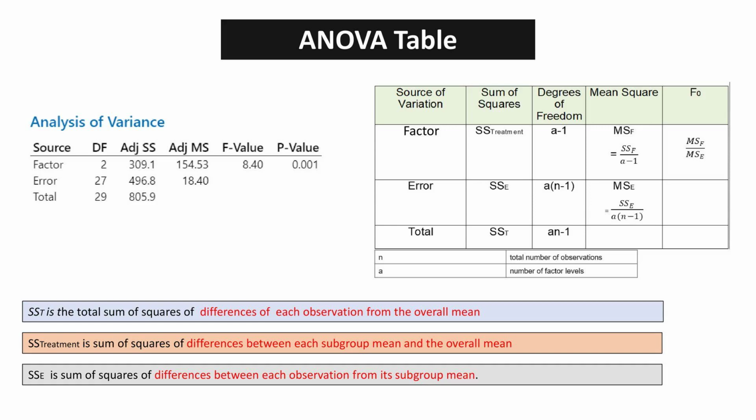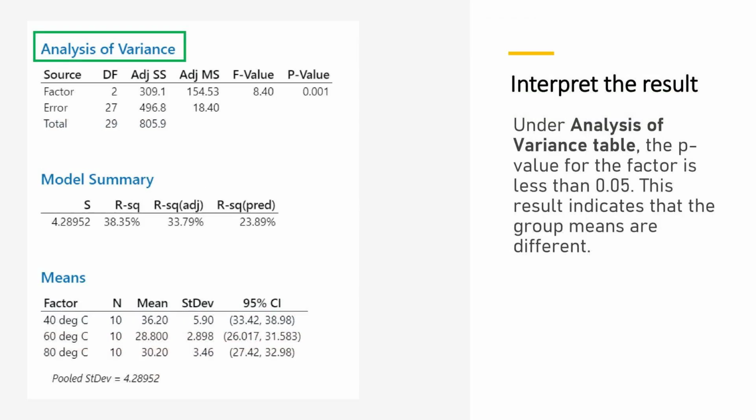ANOVA tables break down variance into components, aiding in the understanding of data distribution and group effects. SST is the total sum of squares of differences of each observation from the overall mean. SS treatment is sum of squares of differences between each subgroup mean and the overall mean. SSE is sum of squares of differences between each observation from its subgroup mean. A p-value less than 0.05 in ANOVA indicates significant differences between group means, guiding decision-making. This result indicates that the group means are different.